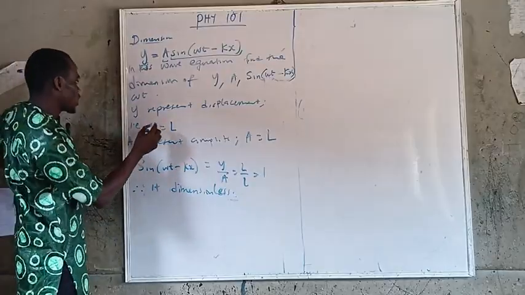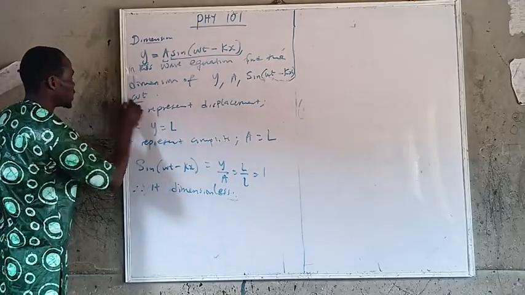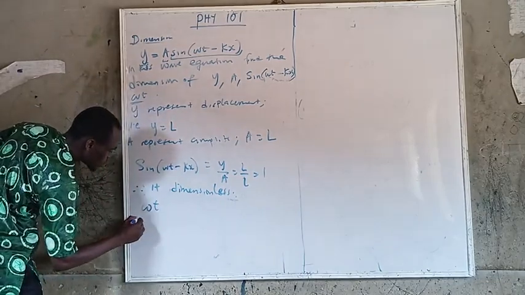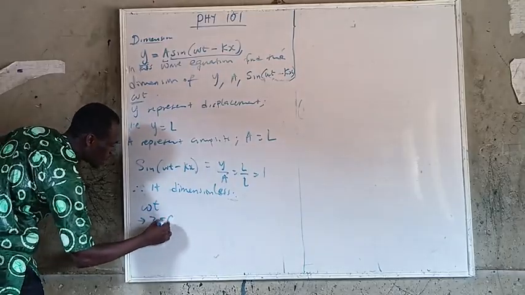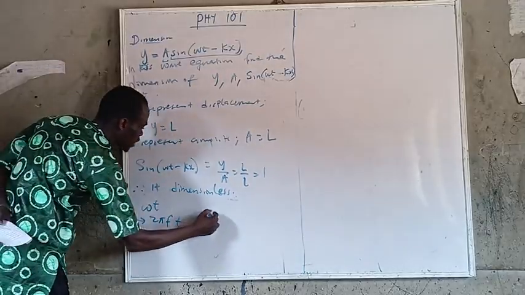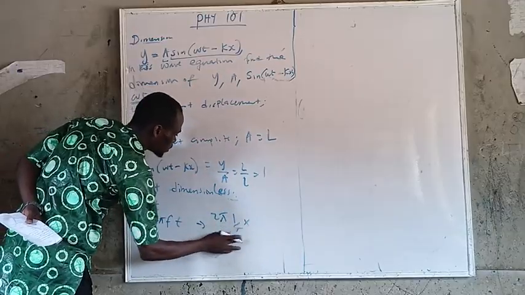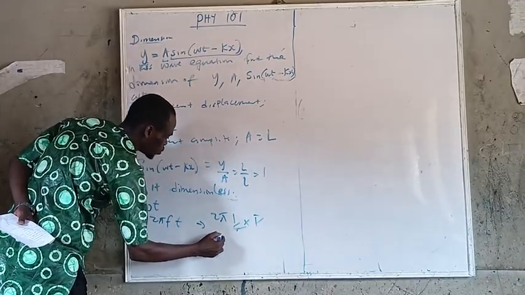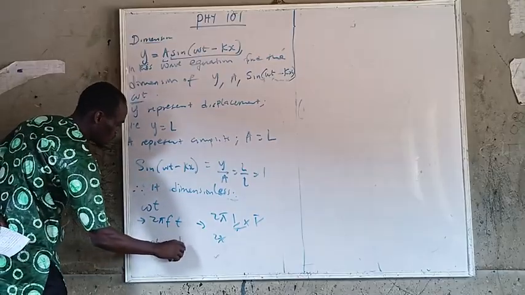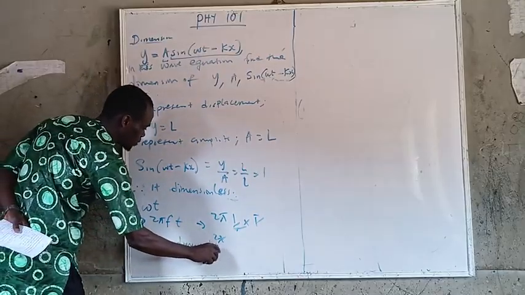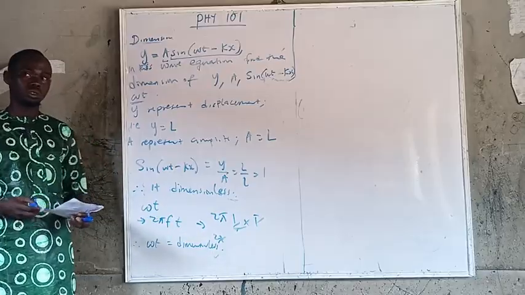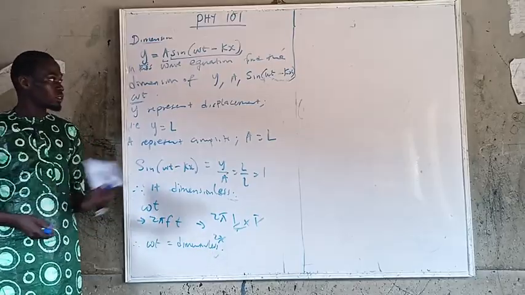Then for the last one here, we have to find the dimension of omega t. You know omega represents angular velocity, which is 2 pi f, times t. And f is already 1 over T, so this implies 2 pi times 1 over T times T. When T cancels T, this is just 2 pi. 2 pi has no dimension. Therefore, we say omega t is also dimensionless. So these are just simple parts of dimension. When you have a challenging dimension question, you drop it in the comment section. All right.